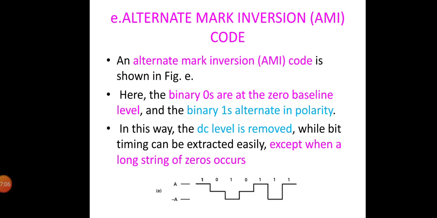So, this diagram shows the polar non-return to zero signal for the sequence 1 1 0 1 0 0 1 0. By arranging the bits in groups of 2, 4 levels can be used. For example, 1 1 may be written as 3A, 1 0 as A, 0 1 as minus A, and 0 0 as minus 3A.